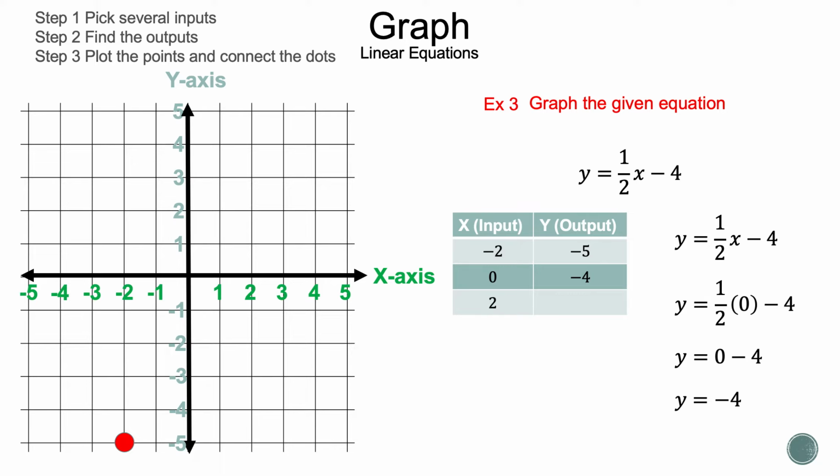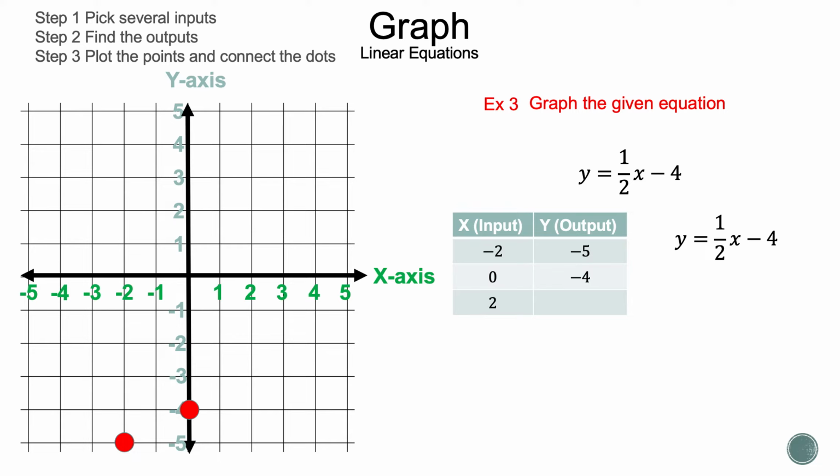Plug that into the table, graph our point 0, -4, and now we're going to go on to the last input, and that is 2 in this case. Substitute it into the equation. Now we have 1/2 times 2 minus 4, and 1/2 times 2 is 1. And now we have 1 minus 4, and the result of that is -3. So now we graph the point 2, -3, get rid of our work so we can focus on connecting the points, and we draw a line through all 3 points. And since it went through all 3 points, we know we did it correctly, and that is the graph of the equation y is equal to 1/2 x minus 4.